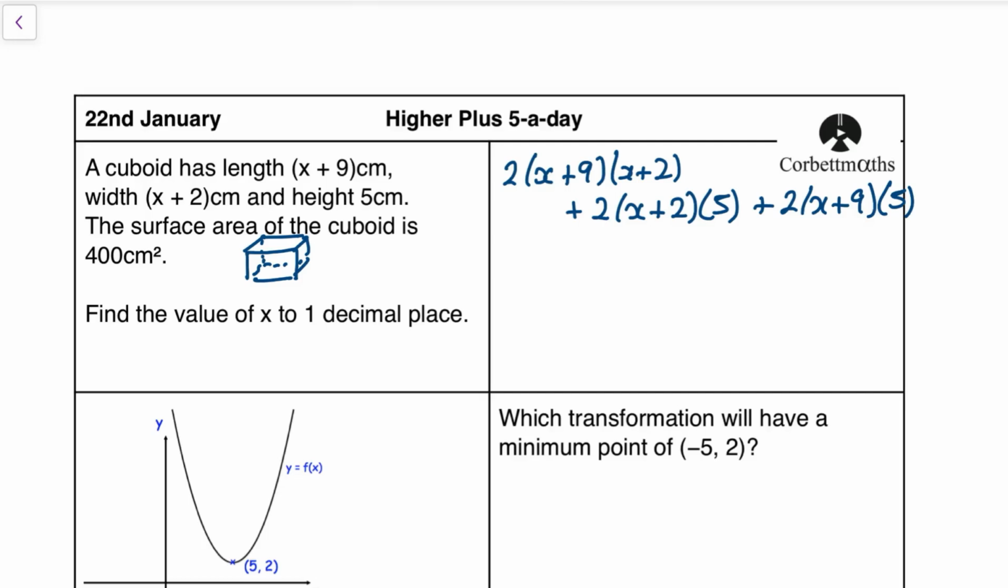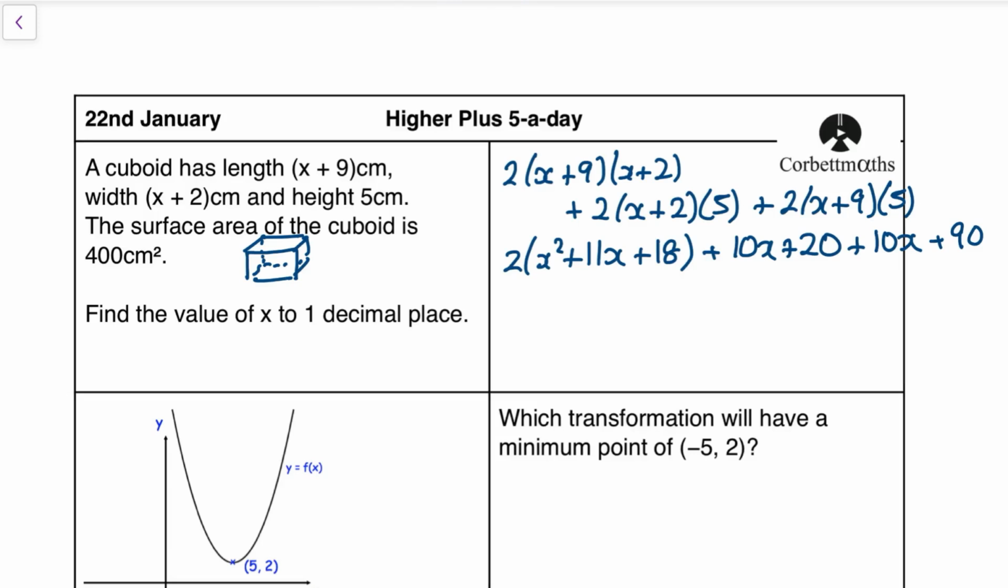So let's start expanding. I've got 2, expand the brackets, which is going to be x squared plus 11x plus 18, plus 2 times 5 times x is 10x. And 2 times 2 times 5 is 20. And then 2 times x times 5 is 10x again. And 2 times 9 times 5 is 18 times 5, which is 90. Okay, whew, a lot going on.